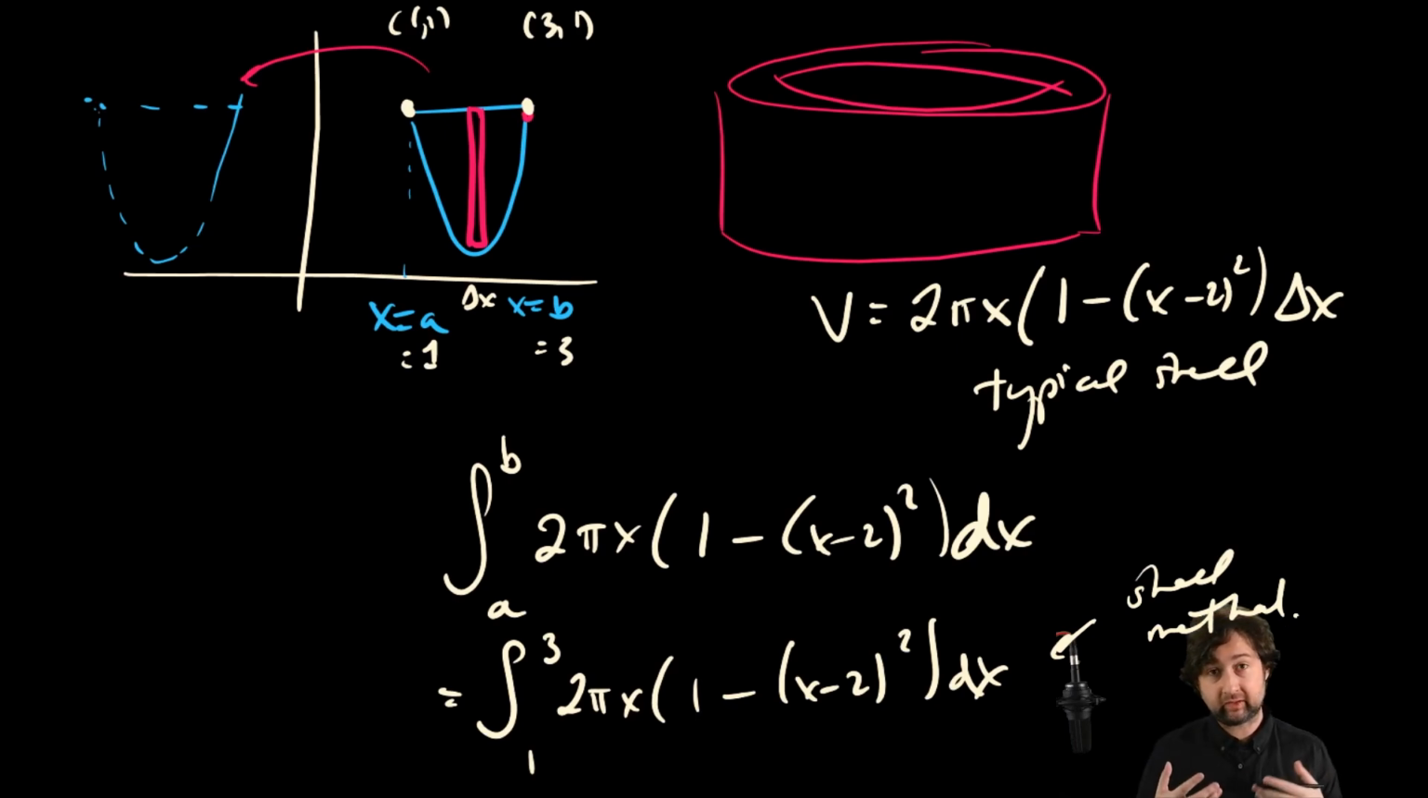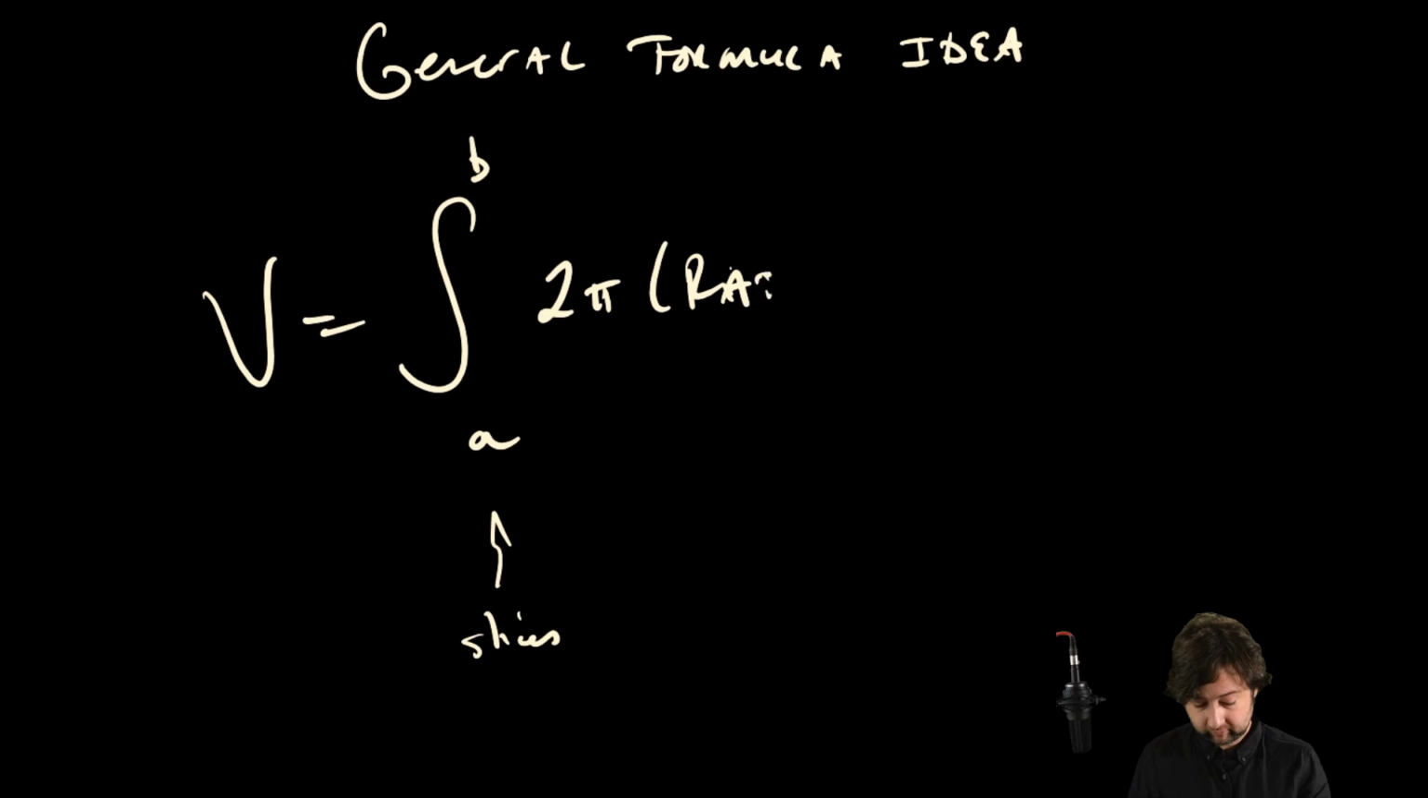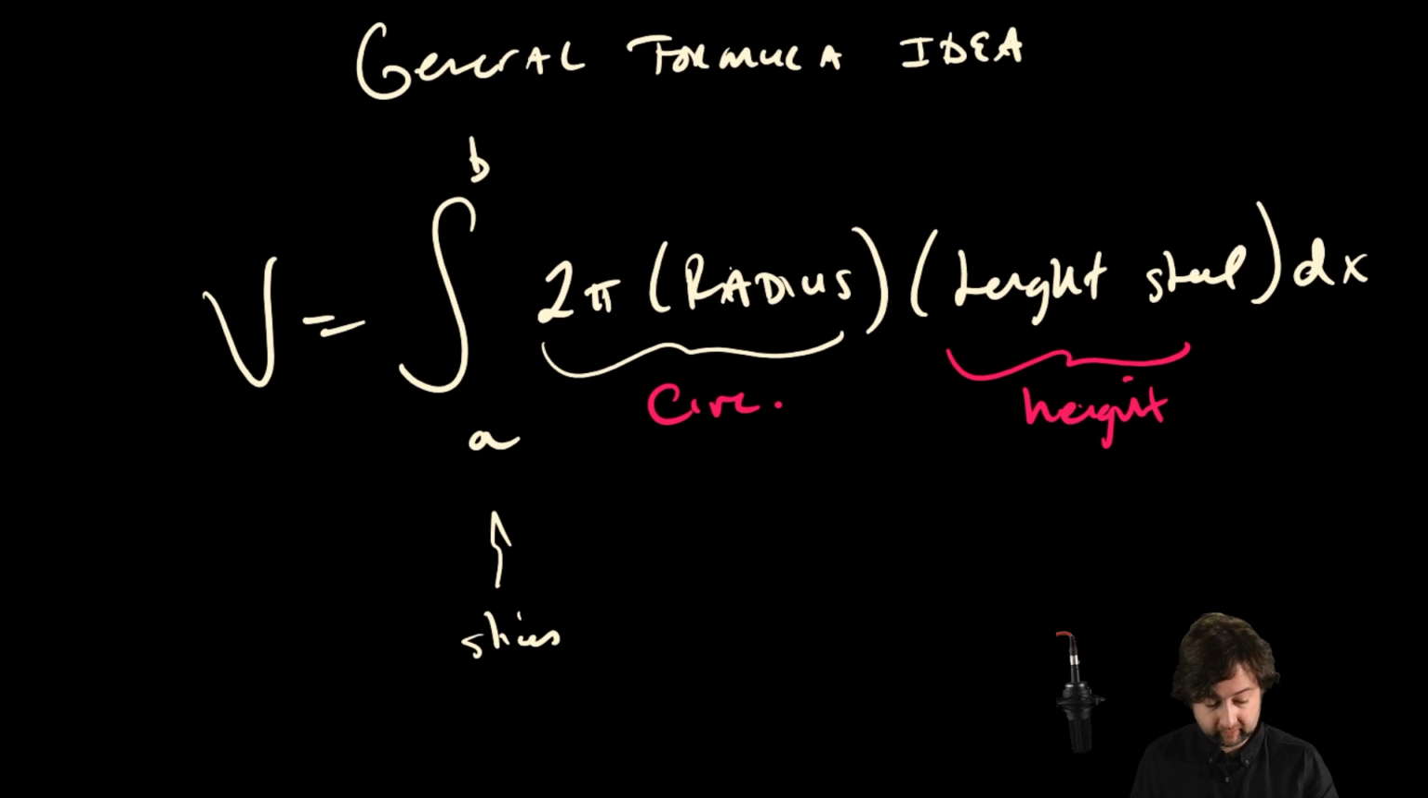Okay, so we made this specific to the setup that I have here. So generally, if you want a formula for these things, or a guide to how the formula should look, the general formula idea is that the volume is equal to the integral from the starting place to the ending place, remember this is where the slices are, of 2 pi times the radius of the shell times the height of the shell times d, either x or y, depending on what the orientation is. But the idea is that this is a circumference, this is a height, and this is a depth.